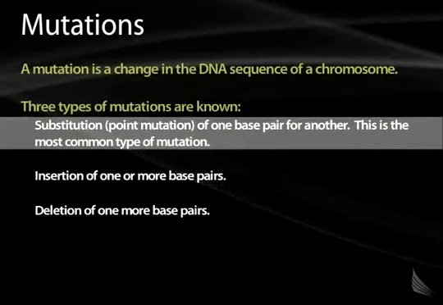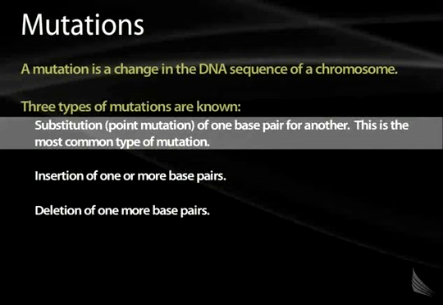The first is a substitution, or a point mutation. This is simply substituting one nucleotide at a base pair for another nucleotide, for example, an adenine for a guanine, or a cytosine for a thymidine nucleotide. This is the most common type of mutation, and it's important to realize that the total number of nucleotides in a given gene will not change with this type of mutation.